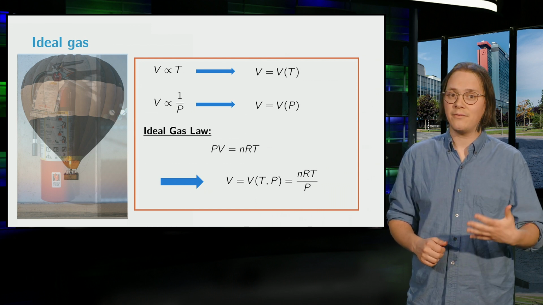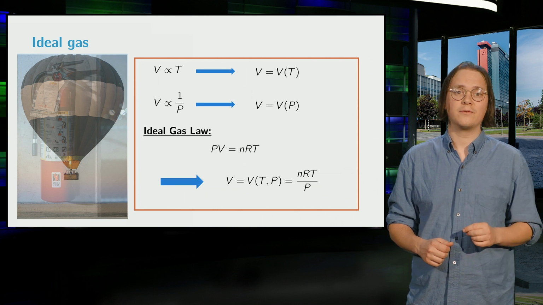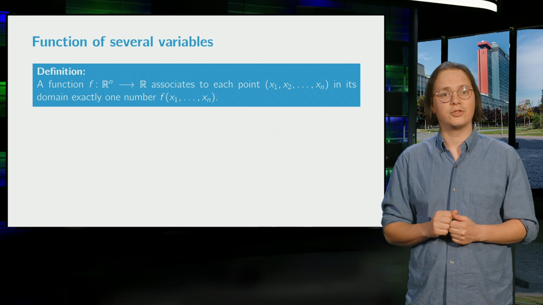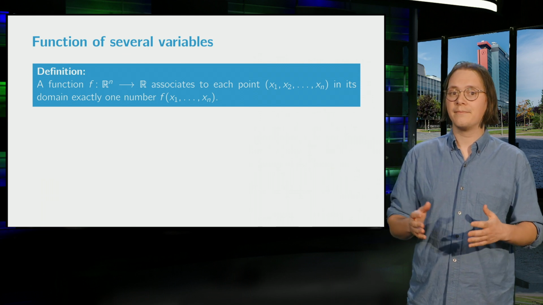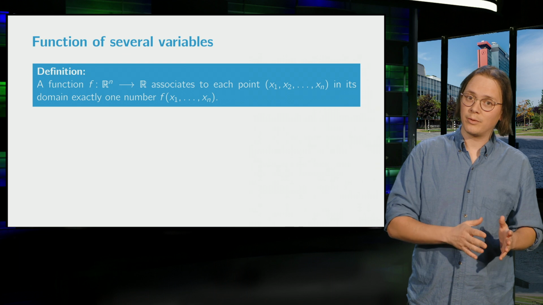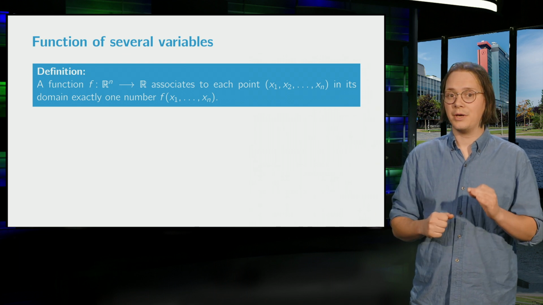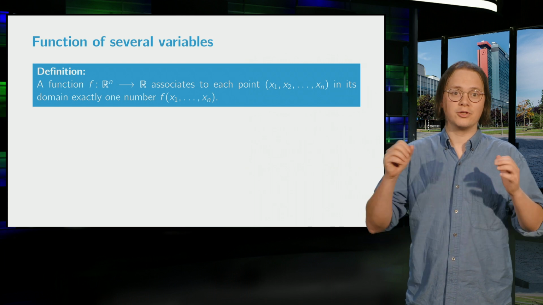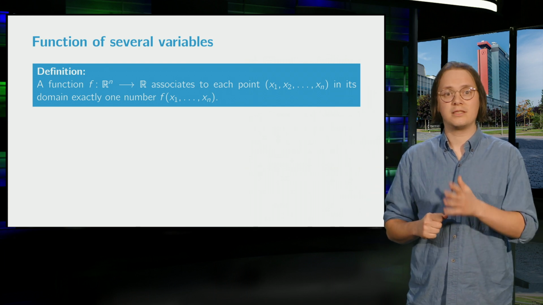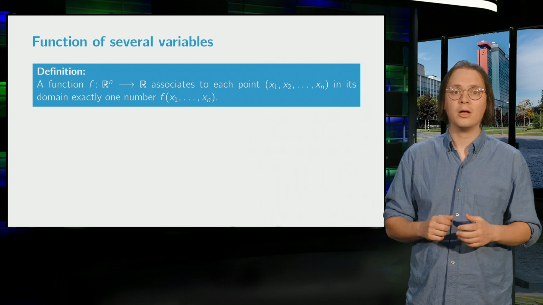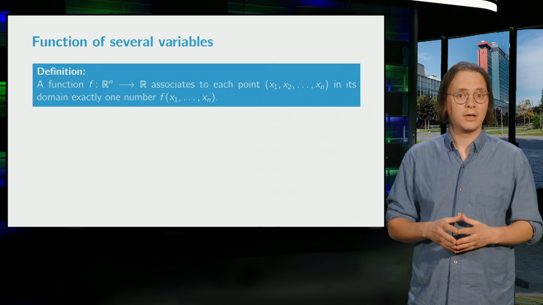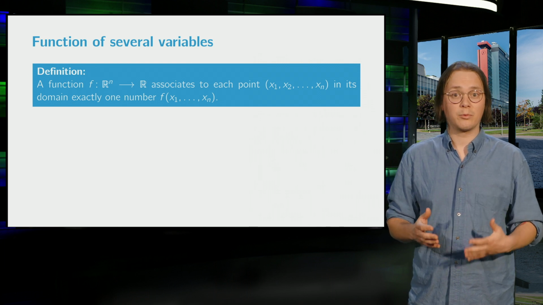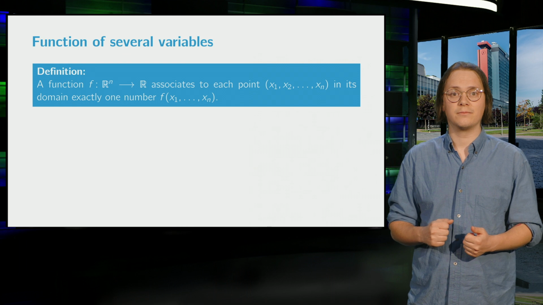This topic is again functions, but this time functions of several variables. Here is the definition of a function of several variables. Again, it is a gadget that associates a real number to a point in the domain, but now it takes as input not just one real number x, but a bunch of real numbers x1, x2, etc. up to xn. Note that if n is equal to 1, this reduces to the case we saw in the previous calculus course. And indeed, what we consider here is a generalization.